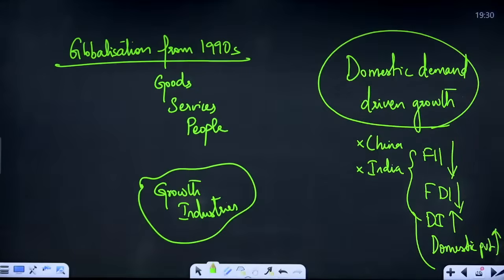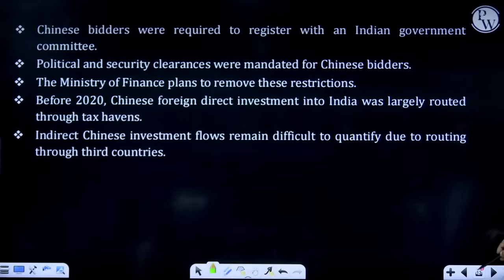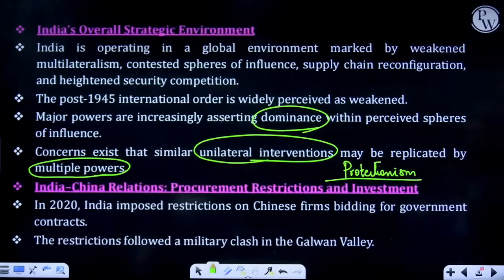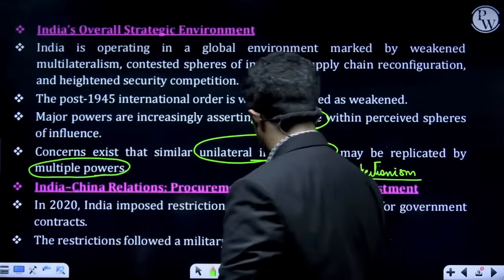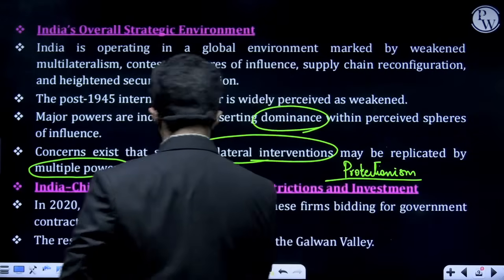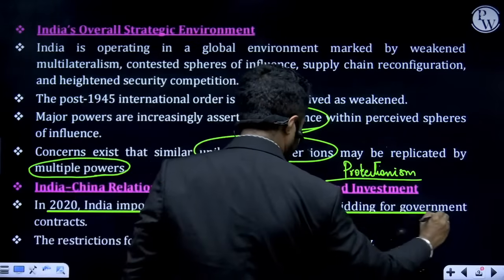Taking it further forward. India-China relations, procurement restrictions and investment. In 2020, India imposed restrictions on Chinese firms bidding for governmental contracts. Why in 2020?